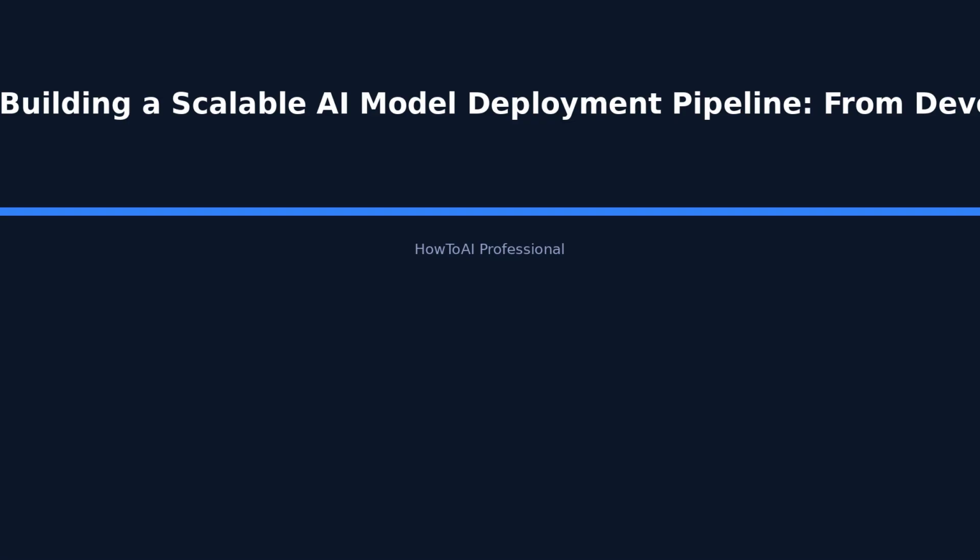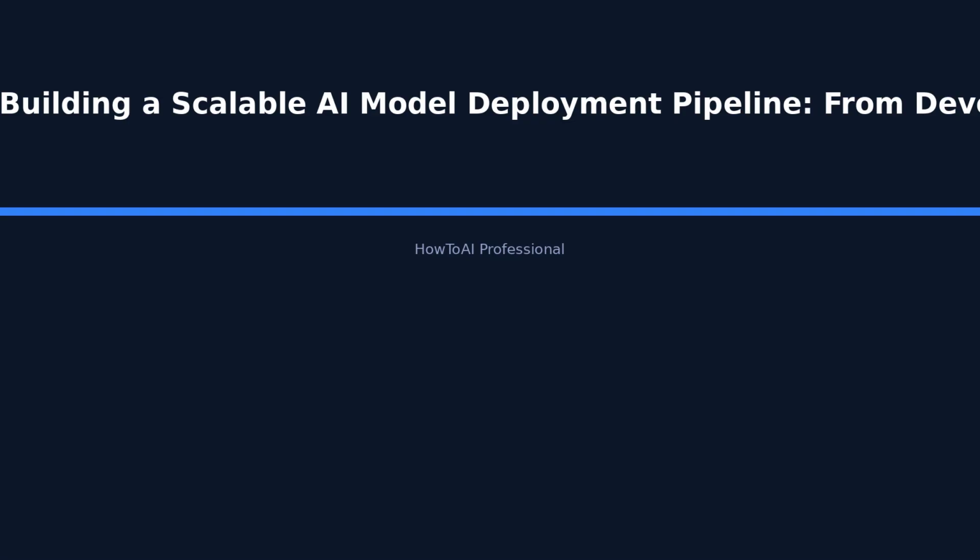On the other hand, continuous deployment takes CI a step further by automatically deploying every code change that passes the automated tests. This means that once your model is ready and has passed all tests, it can be pushed directly into production without any manual intervention. This not only speeds up the process but also reduces the risk of human error.